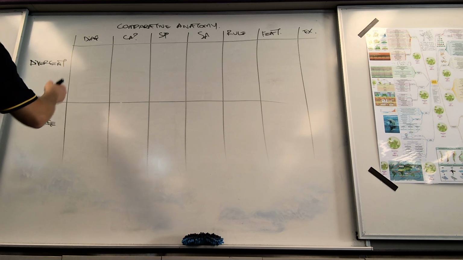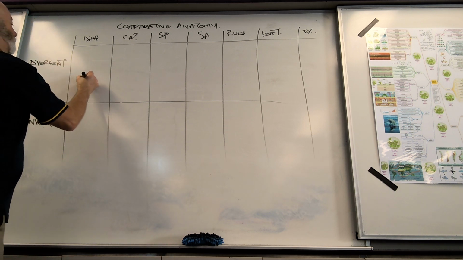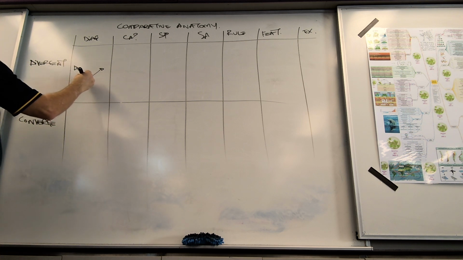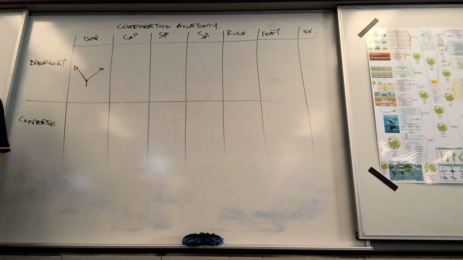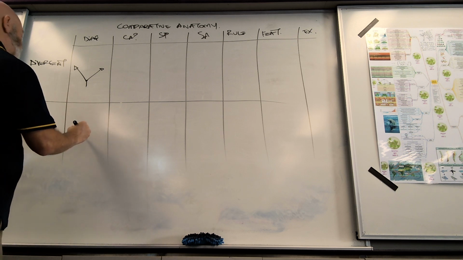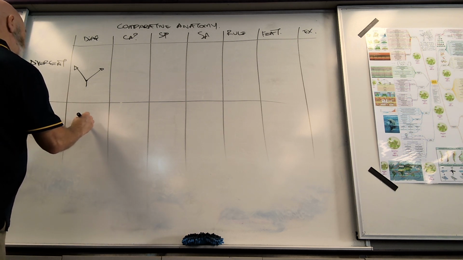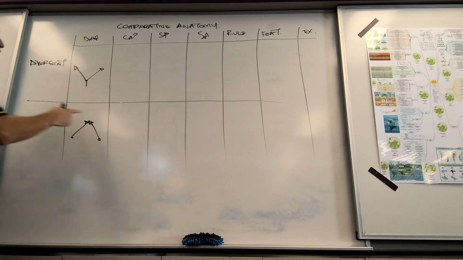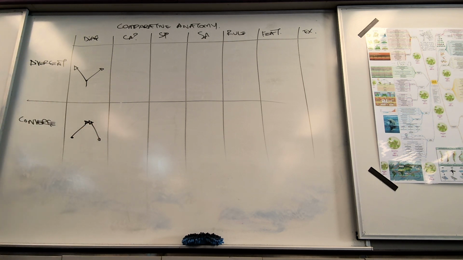Okay? So the diagram for divergent evolution is something splits into two. You did that today, speciation. Divergent. Convergent is two things becoming more similar. They are converging in evolutionary terms.